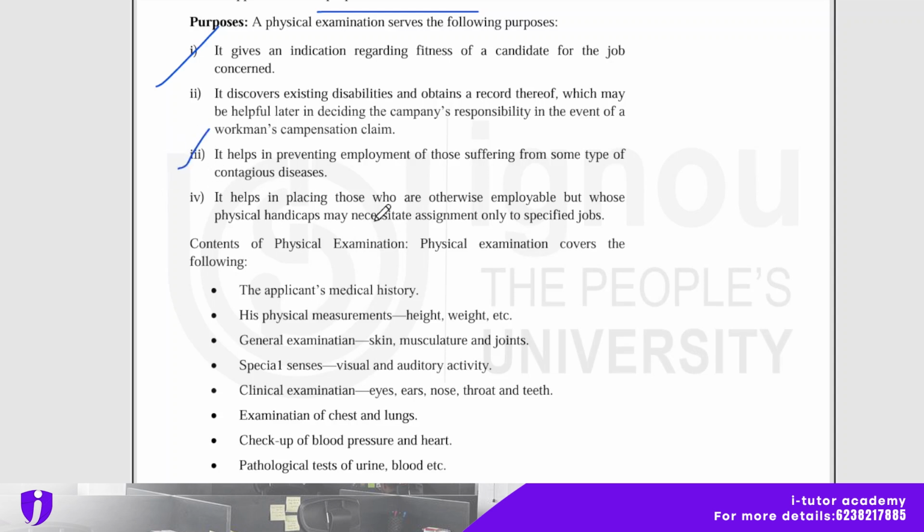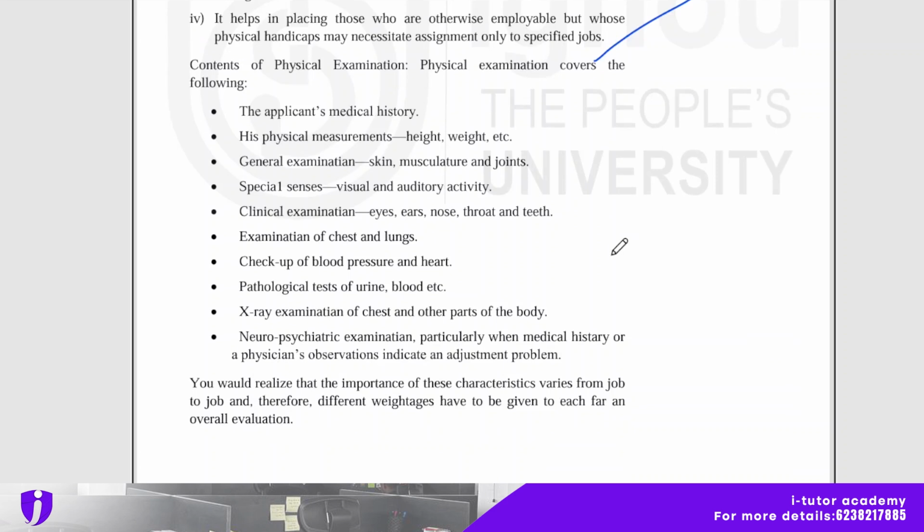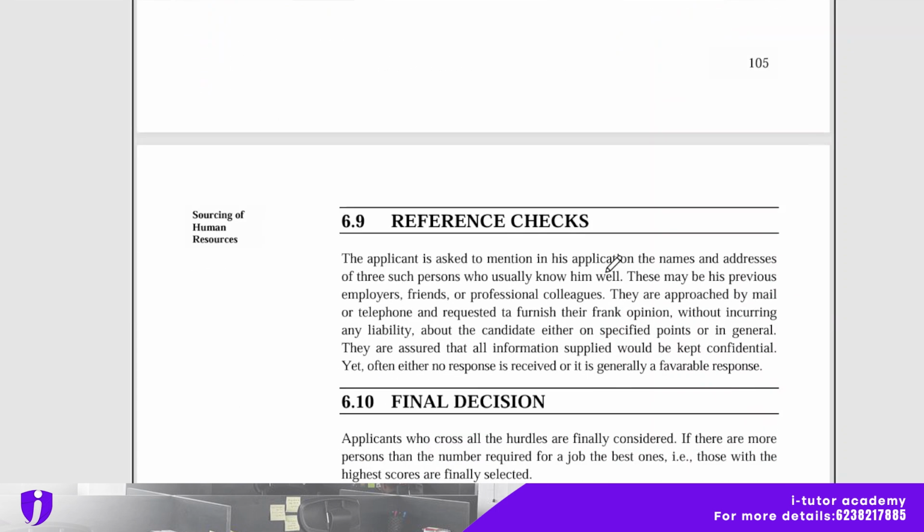And the third one is it helps in preventing the employment of those suffering from some type of contagious disease, and it helps in placing those who are otherwise employable but whose physical handicaps may necessitate assignment only to specified jobs. Okay, so physical examination covers a list of this, so you just go through the material in IGNOU MMPC 002.